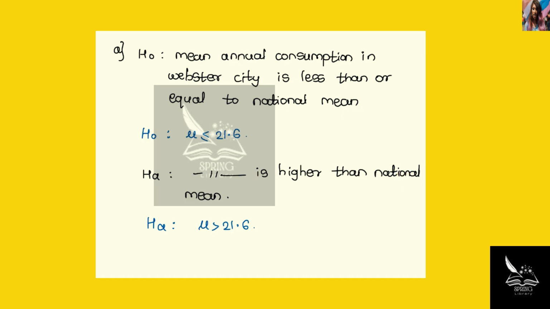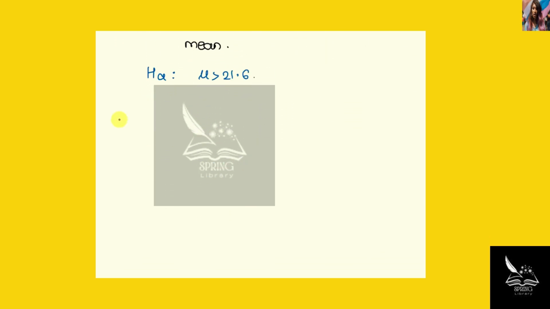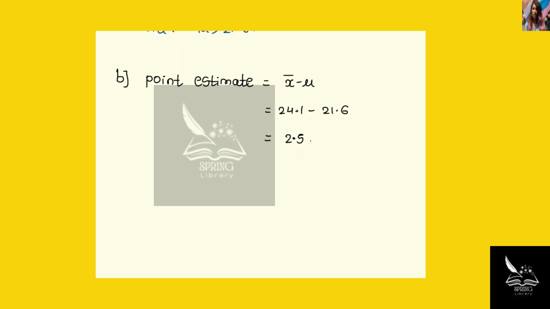Then in the second question we have to calculate the point estimate of the difference between the mean annual consumption in Webster city and the national mean. So the point estimate is given by x bar minus mu, which is 24.1 minus 21.6, that is equal to 2.5. This is the required point estimate of the difference.